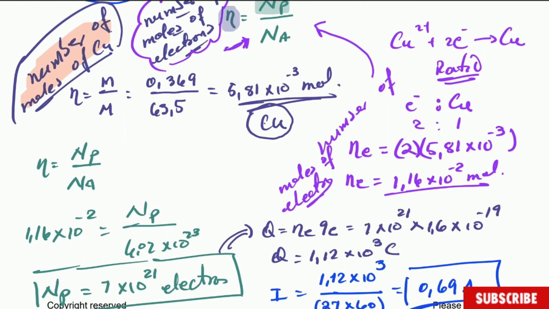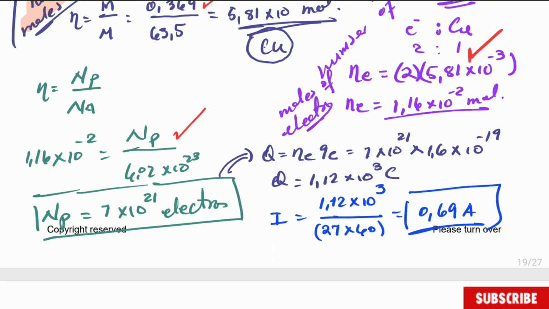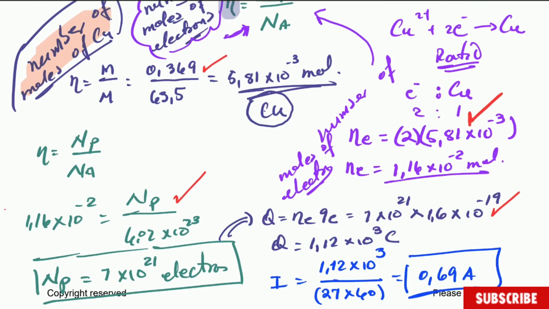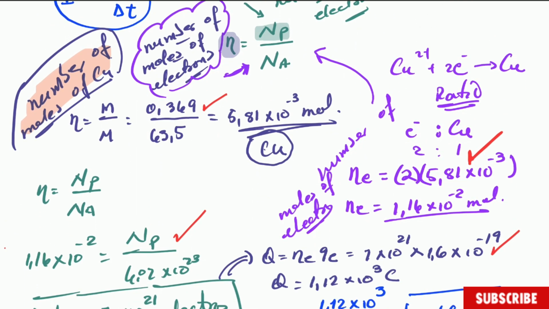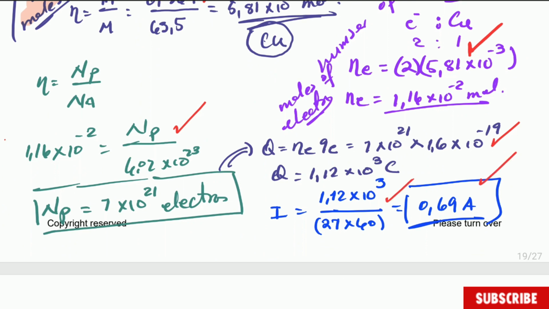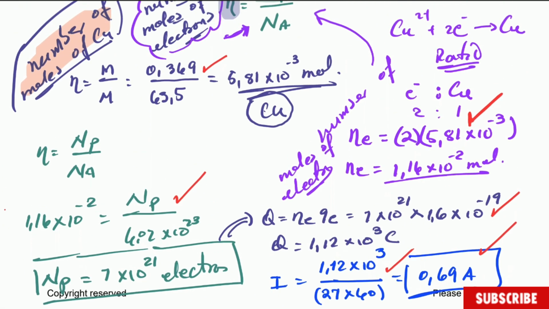Now, marking wise, where are the marks? One of them is for calculating the number of mole of copper. There is 1 mark for that one. 1 mark for multiplying by 2 to know this part of the ratio between the electrons and the copper. There is 1 mark for calculating the number of electrons. There is 1 mark for calculating the charge. There is 1 mark for the formula of electric current here, because it's what you're actually looking for. There's 1 mark for the substitution and 1 mark for the final answer.